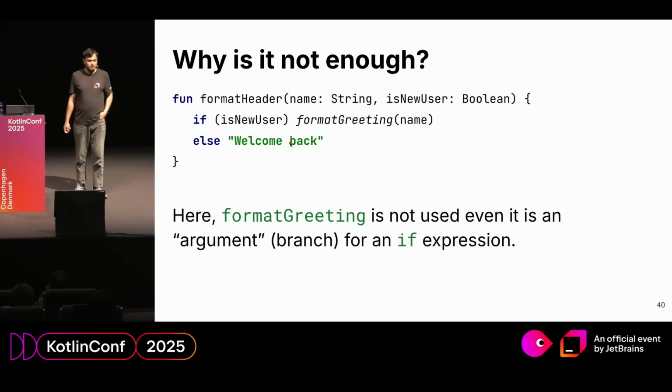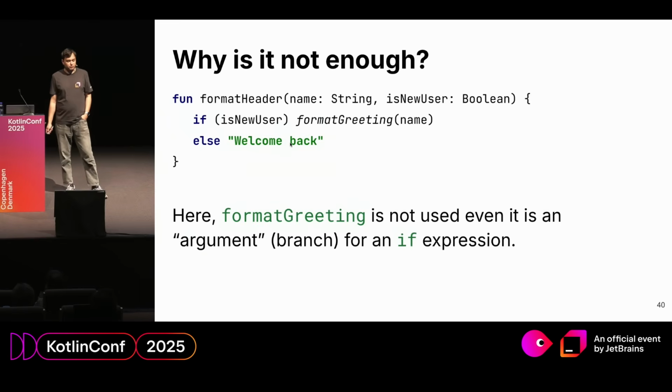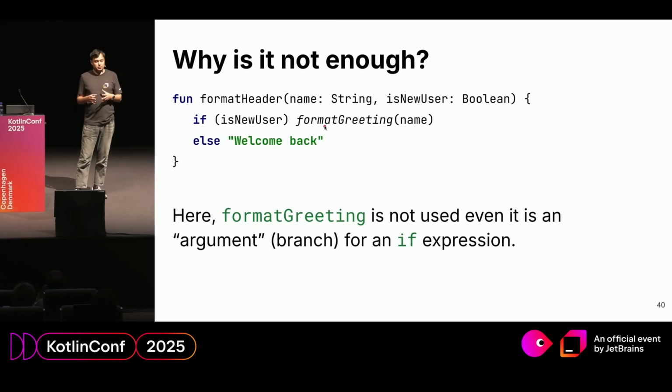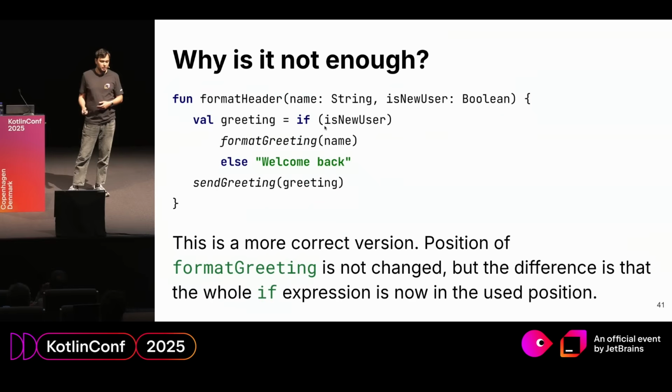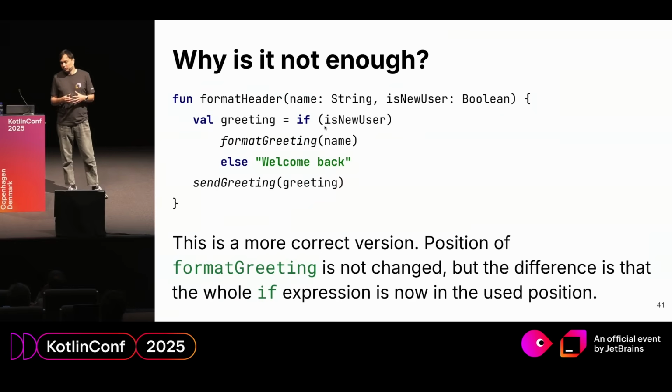So what's the problem here? That we actually didn't greet anyone. So we call the format greeting function, and it returns some string to us. But because the whole if expression just hangs around in the air, it is not used in any way, so we lost this value. And to fix this problem, we need to somehow use the whole result of the if block. So we can assign it to a variable, we can return it, do whatever we want, but we have not to leave it away.